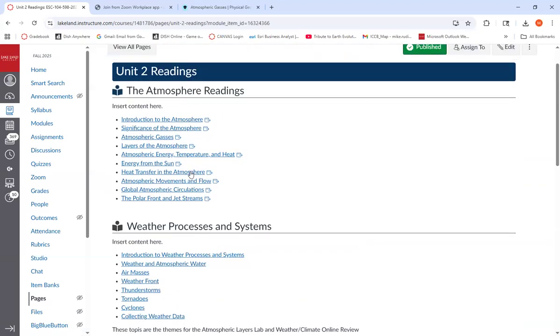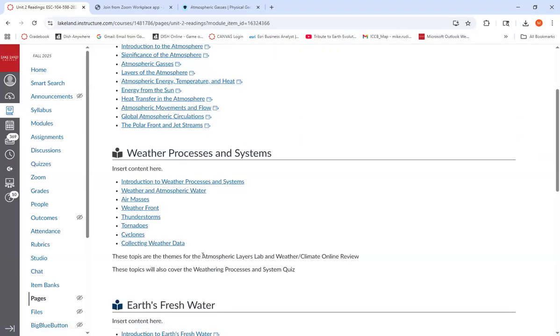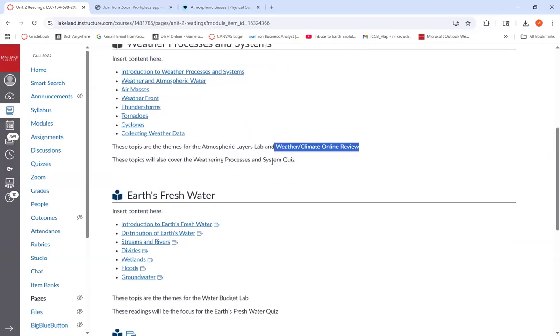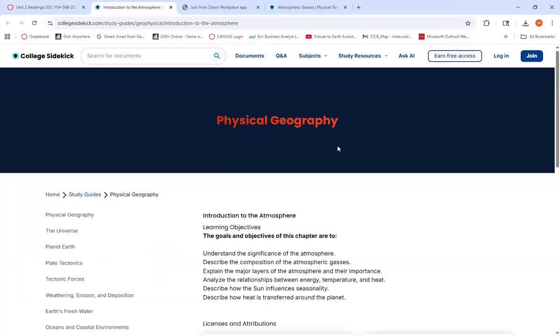And I want to just cover some of the concepts I think you should be looking for. Obviously, these are going to be connected to the Atmospheric Layers Lab and the Weather and Climate Online Review assignment coming up, and eventually the weathering processes and systems quiz, which is covering these readings right through here. So I'm going to go ahead and get into here real quick and go over these pages with you.